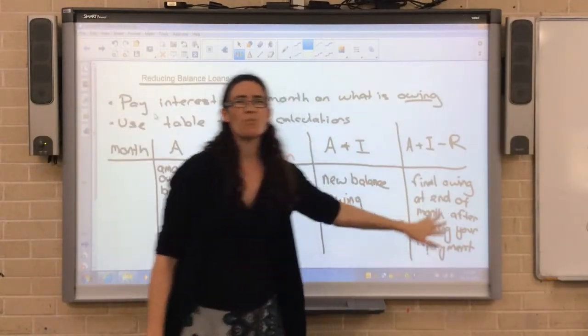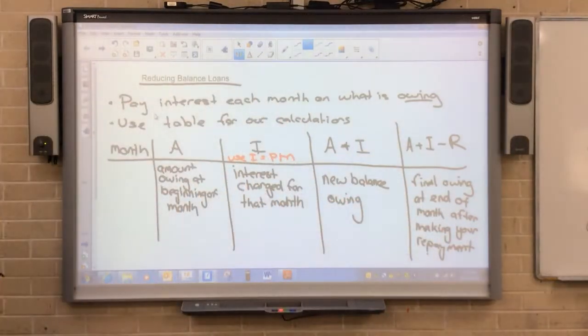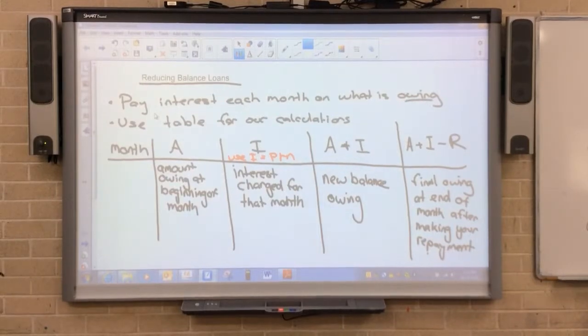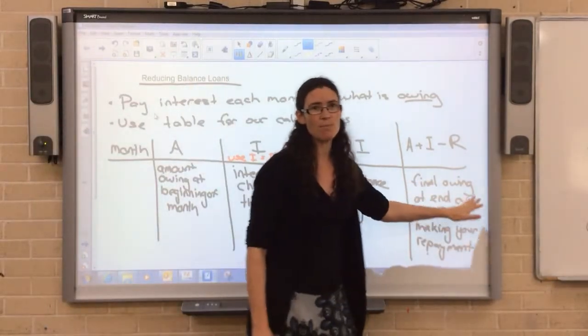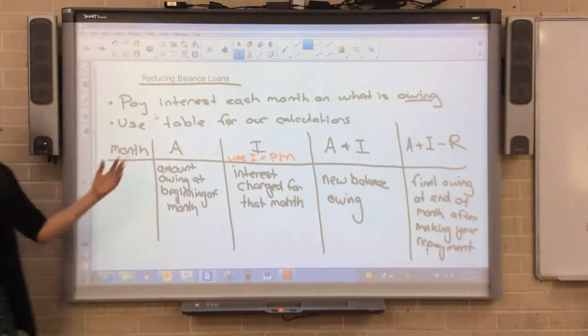The final column is what I owe after I make a repayment. They'll tell you in the question what the repayment is. When I go to the next month, the beginning value will be whatever I owed at the end of the last month. So we just copy this number in and off we go.